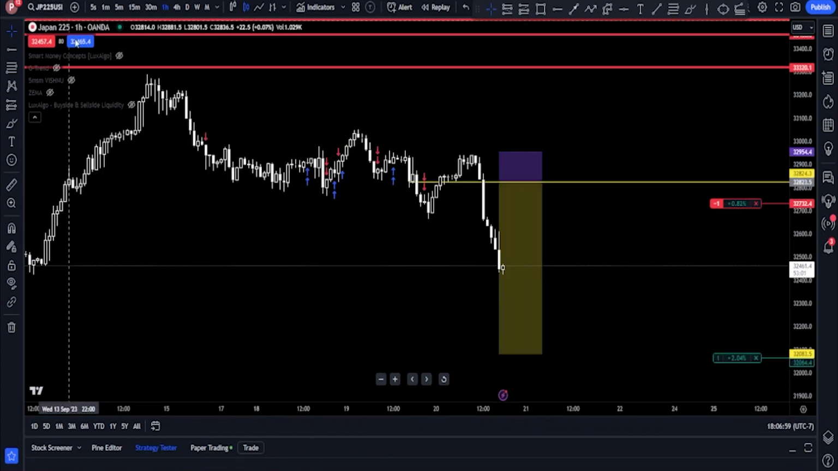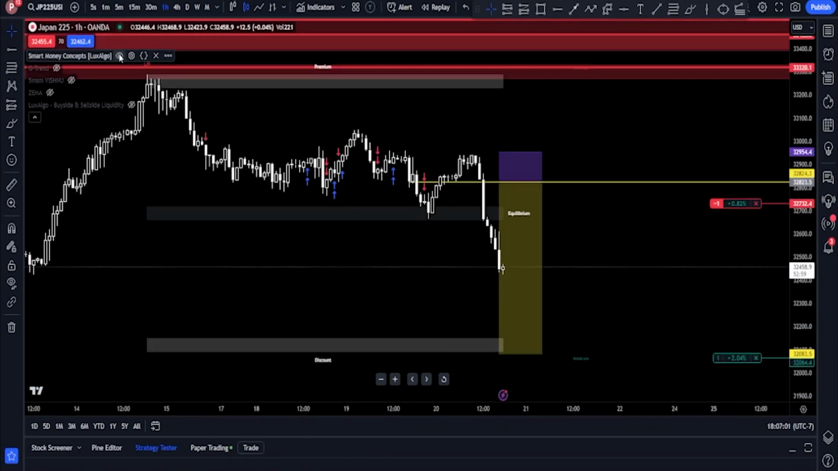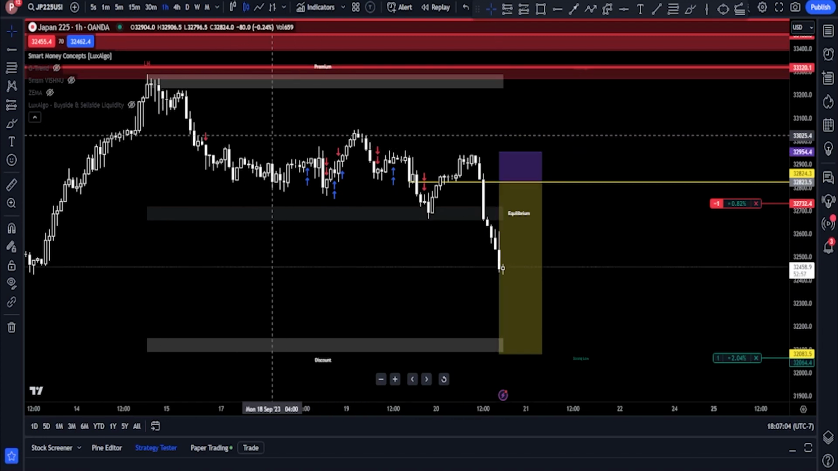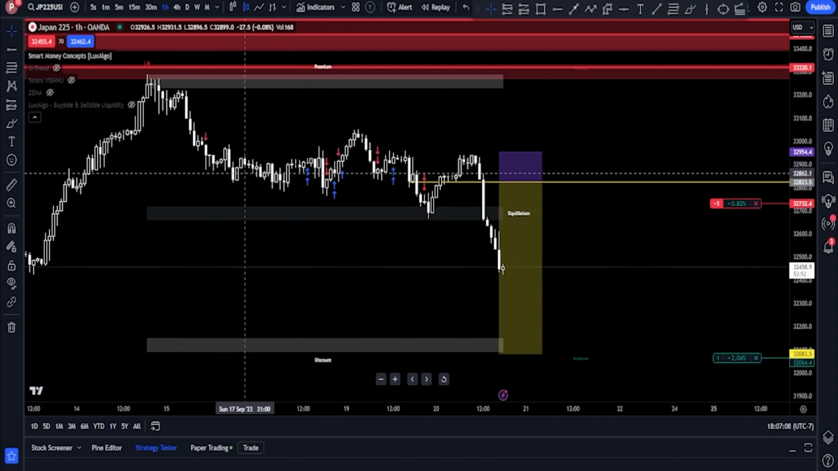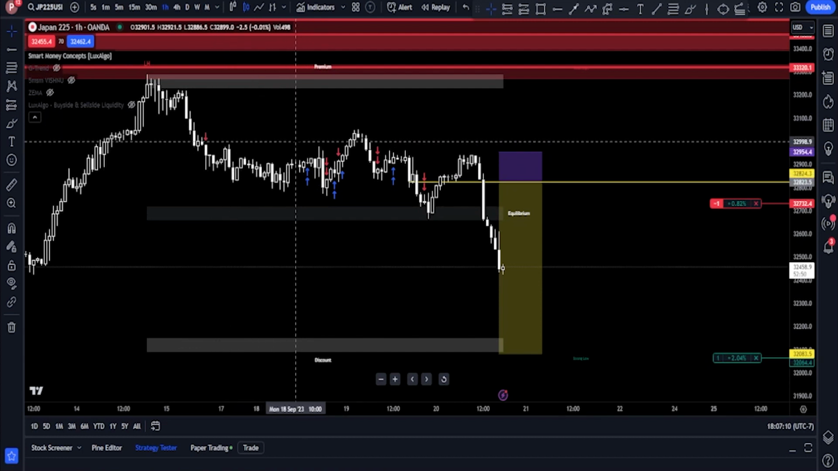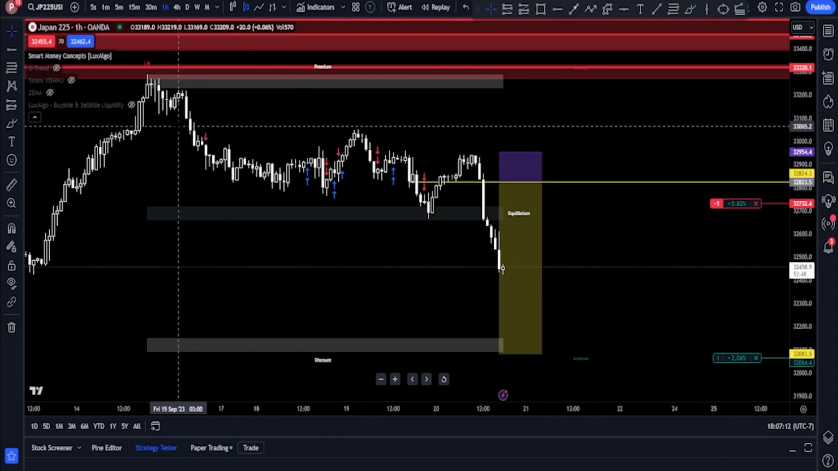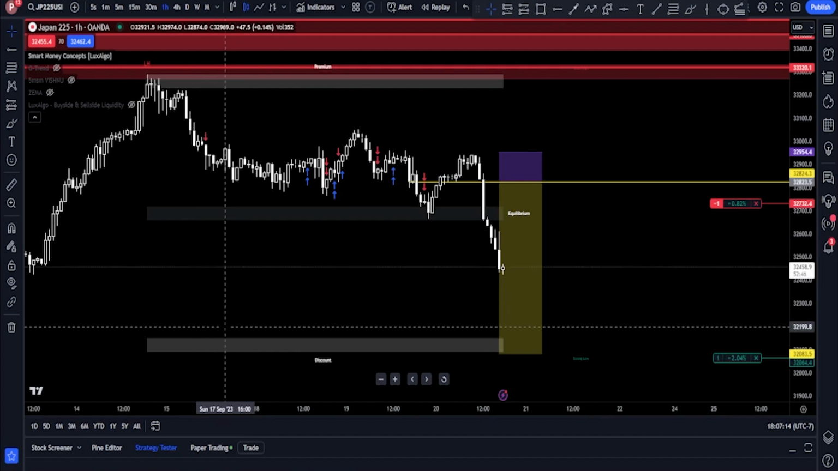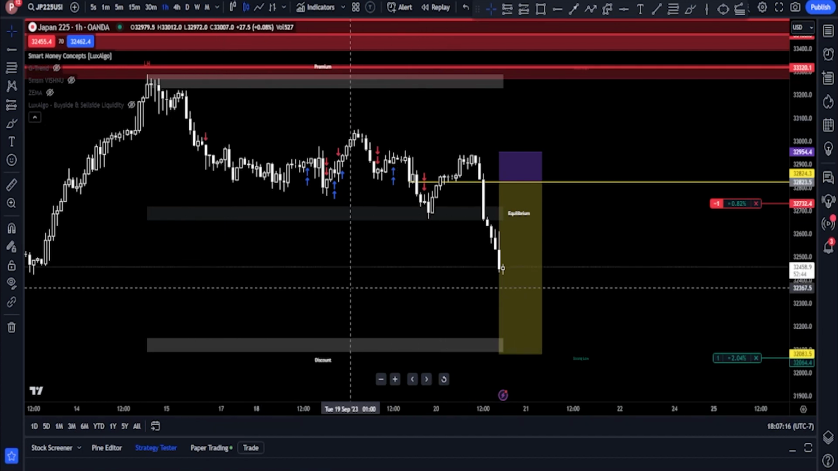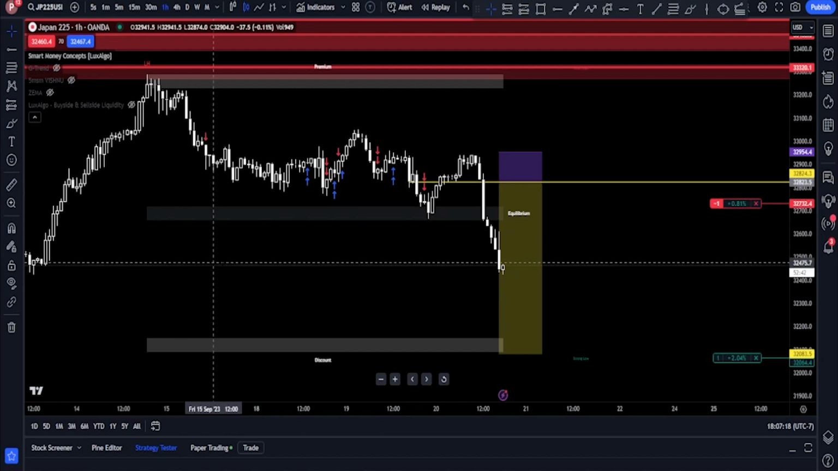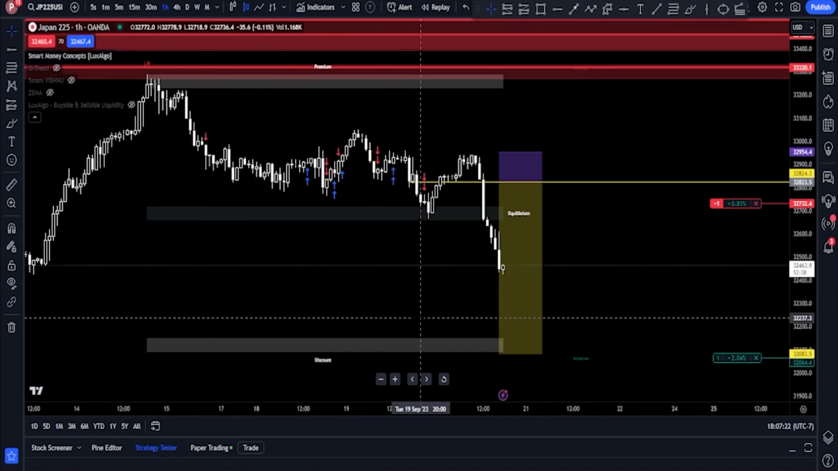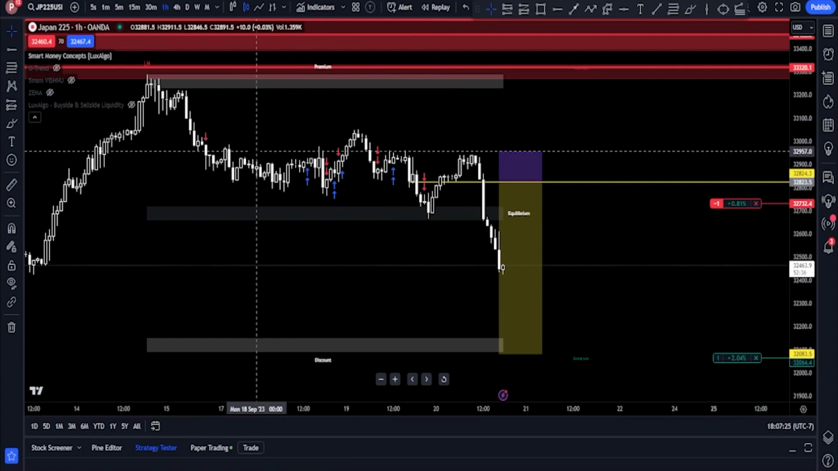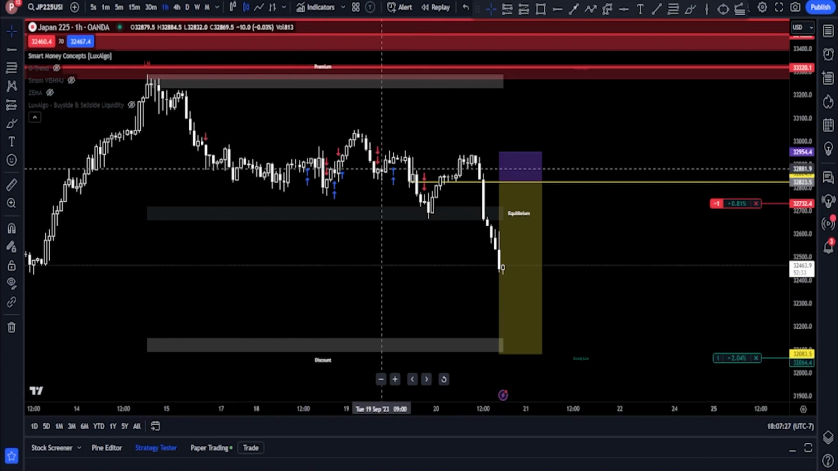Japan 225, same thing. You have the smart money concept tool. We were in the premium area. Remember, anytime price is trading in the premium zone, you should be looking for a short sell. Anytime price is trading in the discounted zone, you should be looking for a long trade, right? So as you can see right here, price was trading in this premium zone.